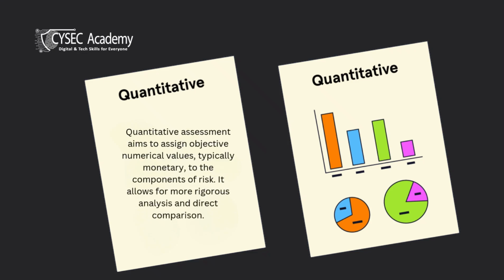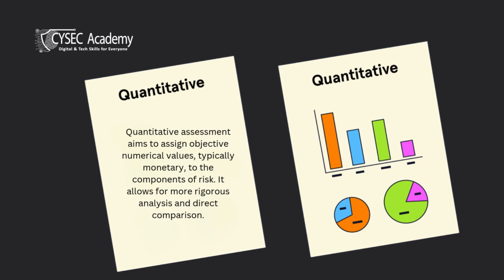2. Quantitative risk assessment. Quantitative assessment aims to assign objective numerical values, typically monetary, to the components of risk. It allows for more rigorous analysis and direct comparison. How it works: this approach involves estimating asset value, AV, the value of the asset being protected, often expressed in currency, e.g. naira, dollars. This can be complex for intangible assets like data or reputation.